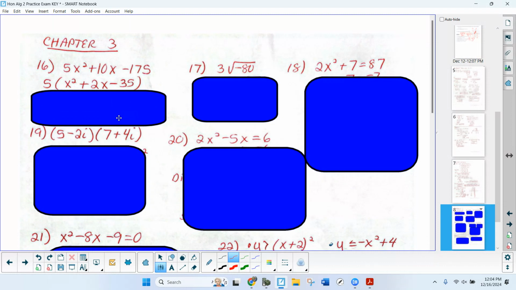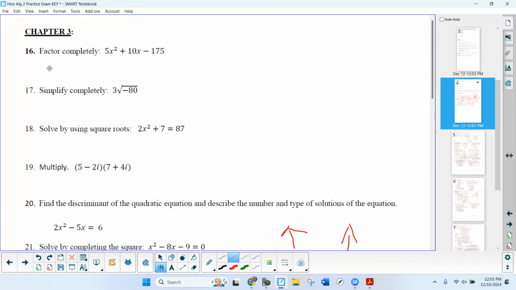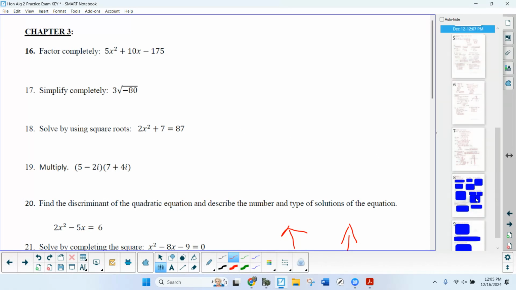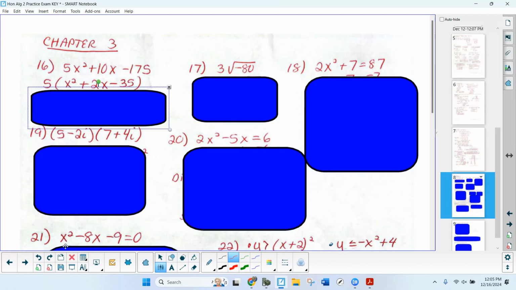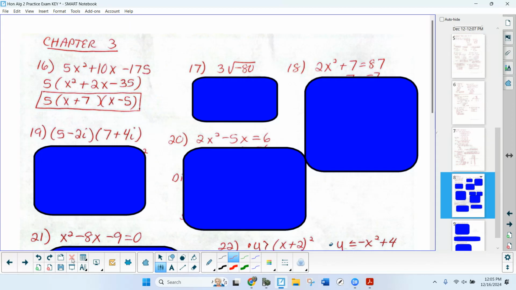I asked what multiplies to negative 35 and adds to 2. I got 7 and negative 5. So your final answer is? X equals negative 7... Oh, now wait a minute. Did it say solve by factoring or just factor? The directions said, factor. So where should you stop? Here. You do not have to tell me what x equals. Do you see how there's no equal sign in this problem? So you can't tell me it's equal to anything. You just factor it. Okay, good.